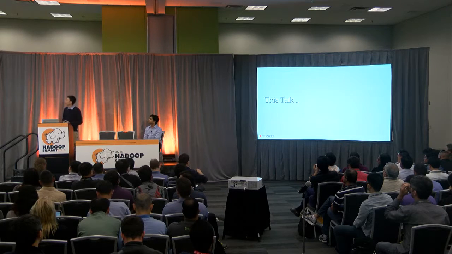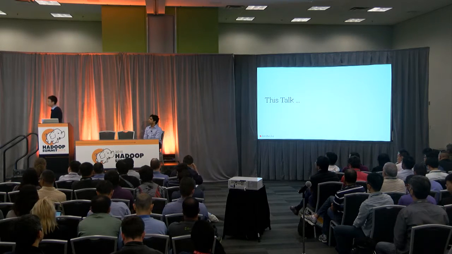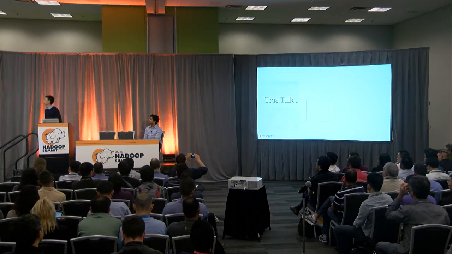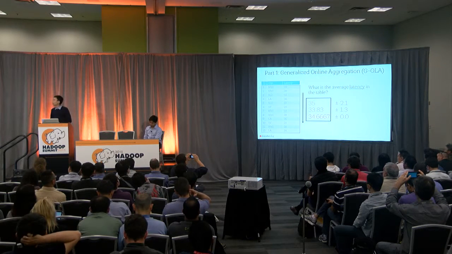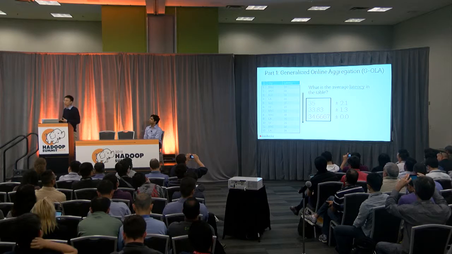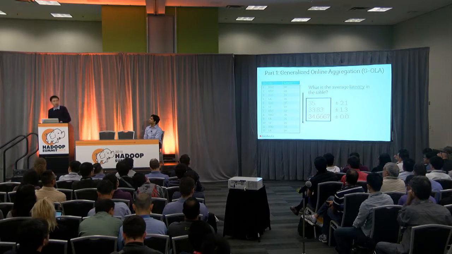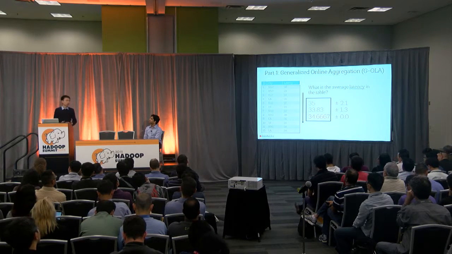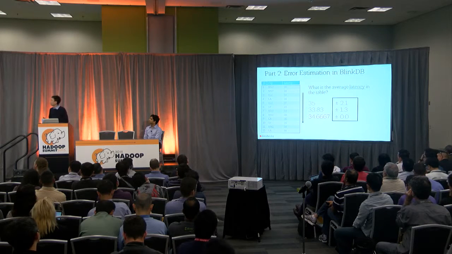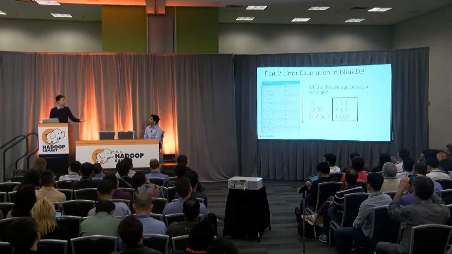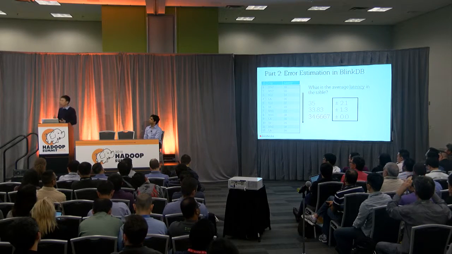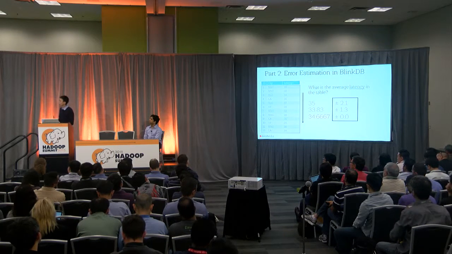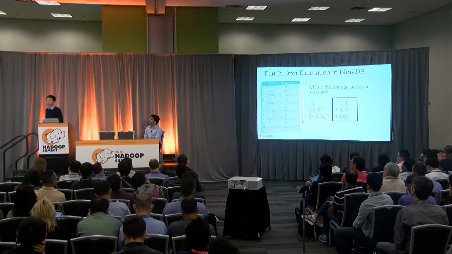Okay. So the remainder of this talk will be divided into two parts. In the first part I'm going to talk about the GOLA library, and how we are able to deliver this kind of continuous answers. The second part will be given by my friend Samir, who will talk about how we can deliver continuous error estimation by using the BlinkDB library.